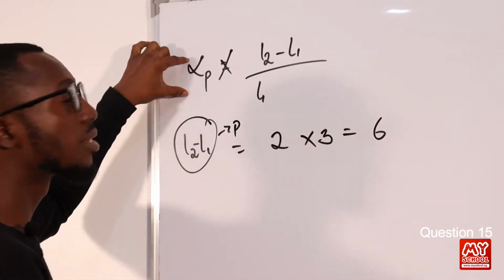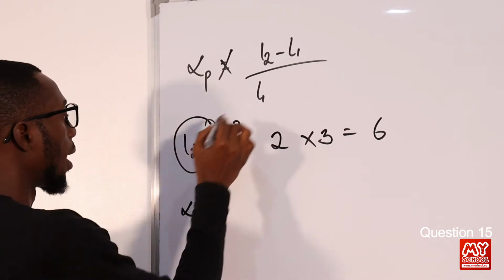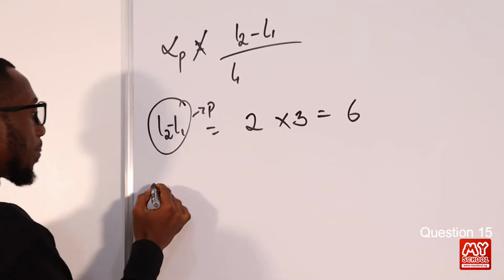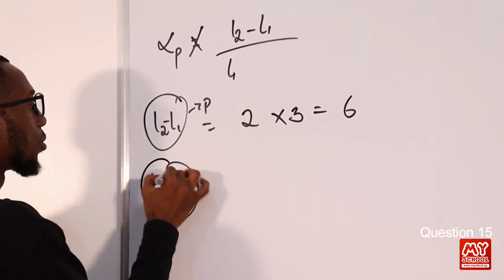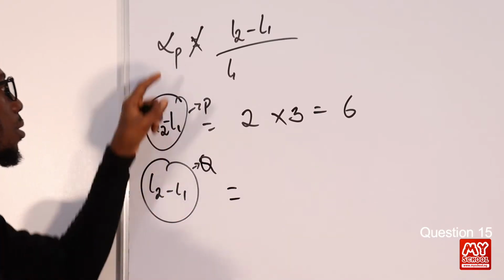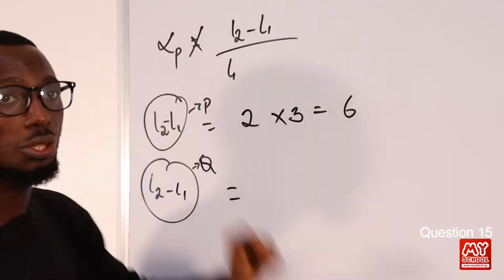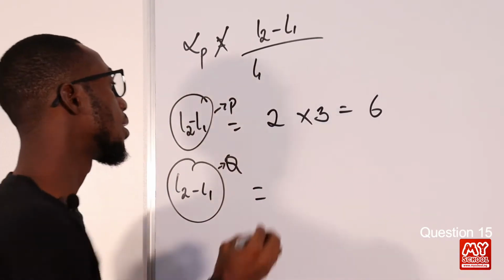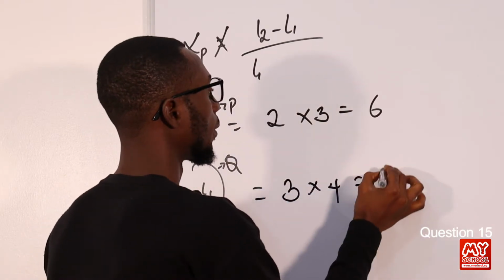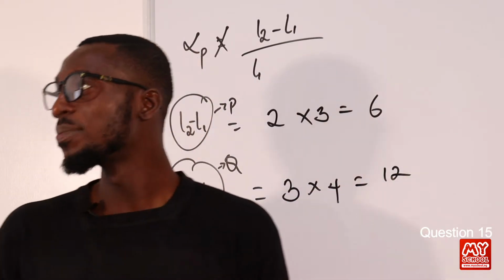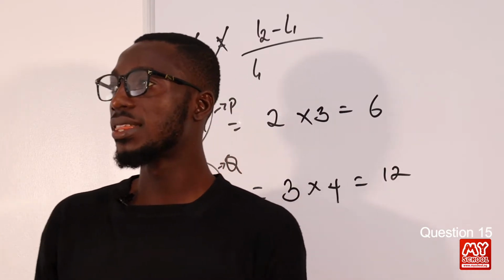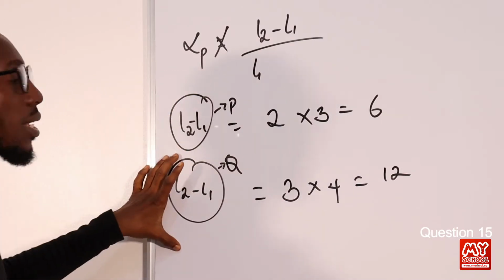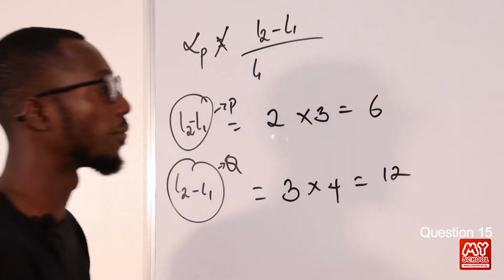So let's see the increase in length for Q. That will be the same thing, L2 minus L1. We don't need to go through these formulas again once you just cross multiply. So L2 minus L1 for Q will be equal to the linear expansivity of Q, which is 3, and the original length is given as 4. So that is 3 times 4, that is 12. So we are asked to find the ratio of the increase in length of P to Q. So this is the ratio of increase in length for P to increase in length for Q. So that will be 6:12.